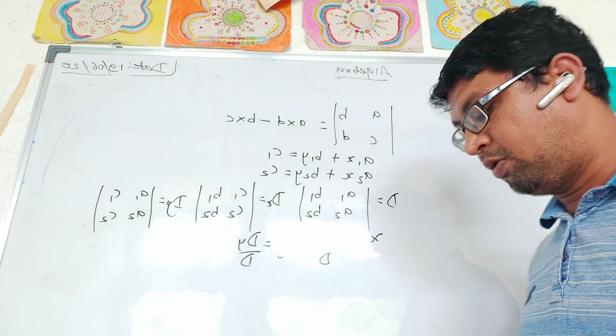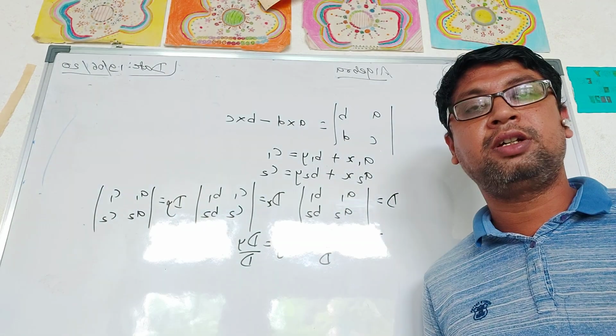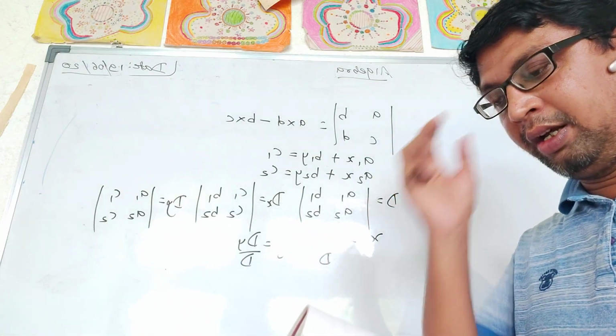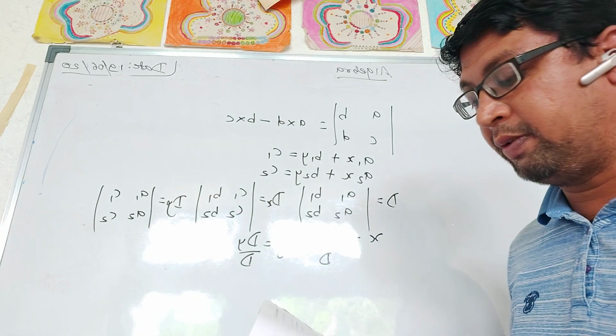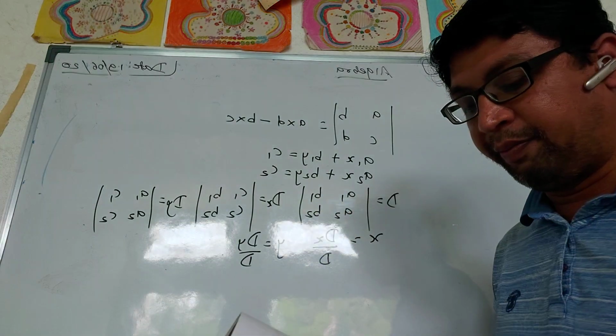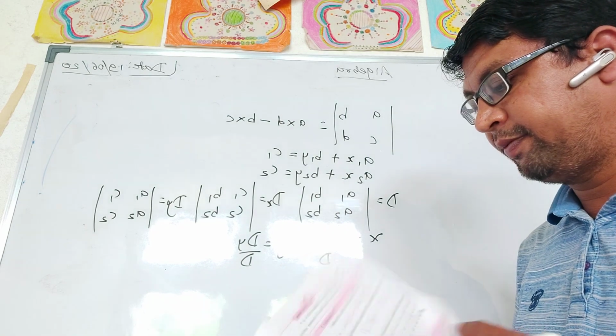You have to write this in your notebook on page number 12. They have actually solved these two equations by equalizing the coefficients, and they got the value of x, and then they converted it into this determinant form. Okay, so we will start the exercise.